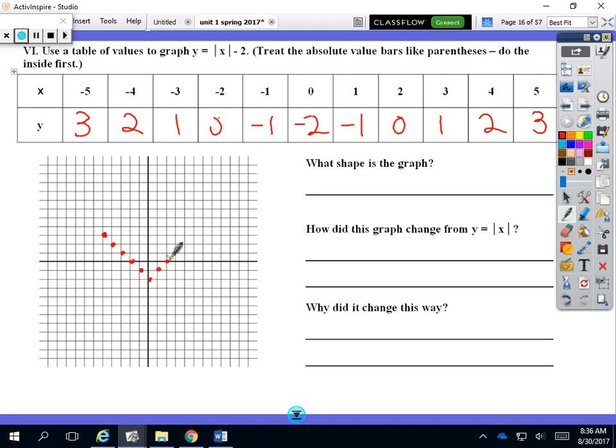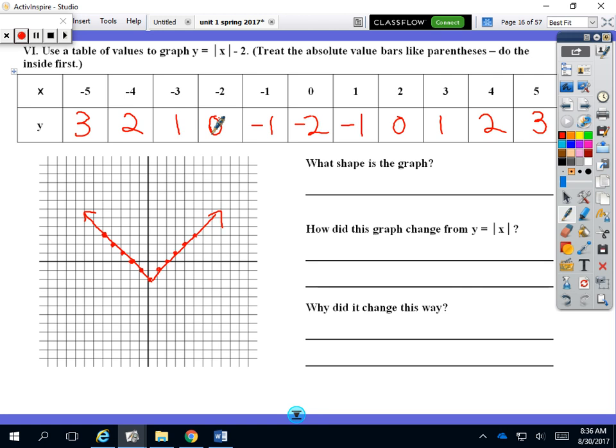I'm going fast because I know what's going to happen here, but you should have already plotted these anyways. If not, have the teacher pause the video and plot your points. Okay, so let's stop, pause the video again. This is what you should have for your table and graph.